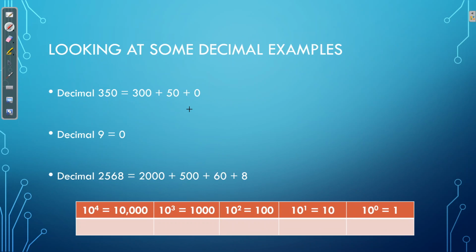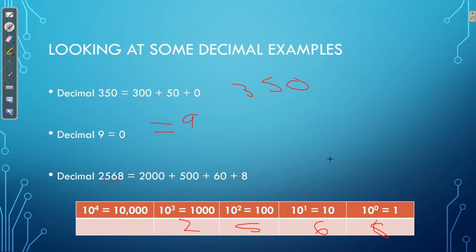To really draw this home, let's break down some more numbers. As an example, decimal 350. That's made up of 3 hundreds, 5 tens, and 0 units. So 350. Okay, let me just rub this out quickly. And then we've got the decimal number 9. Pretty simple. That's just made up of 9 units, so that is 9 over there. Then let's look at this decimal number down here, 2568. That's made up of 2 thousands, 5 hundreds, 6 tens, and 8 units, giving us 2568.